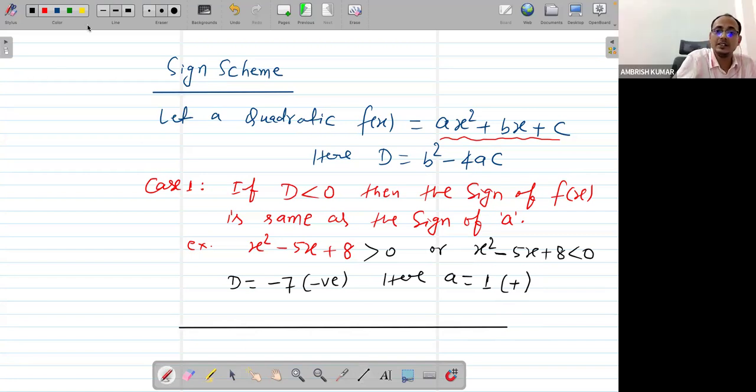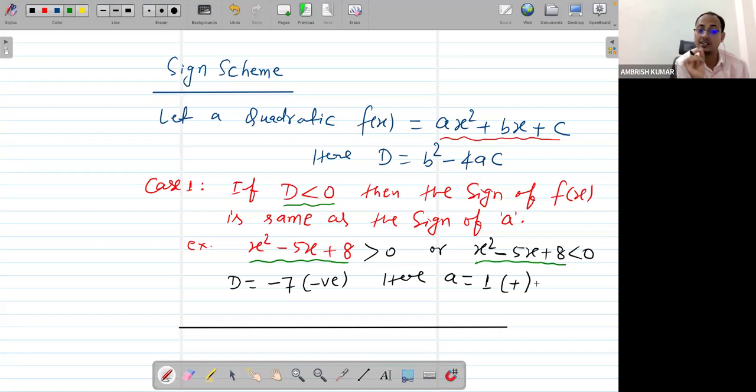Now, what do you mean by this statement? When D is negative, f(x), meaning the complete quadratic, that is x square minus 5x plus 8, will have the same sign as the sign of a.